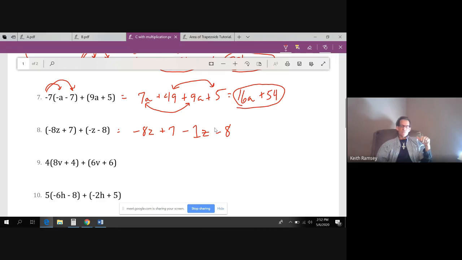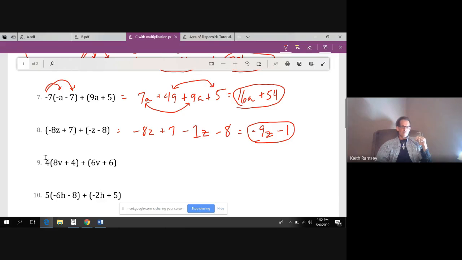Then I see what goes together. I've got a z here and a z here. So negative 8 plus negative 1 is negative 9. Negative 9z. And then I have 7 minus 8 is going to be negative 1. And that's your simplified answer for number 8.